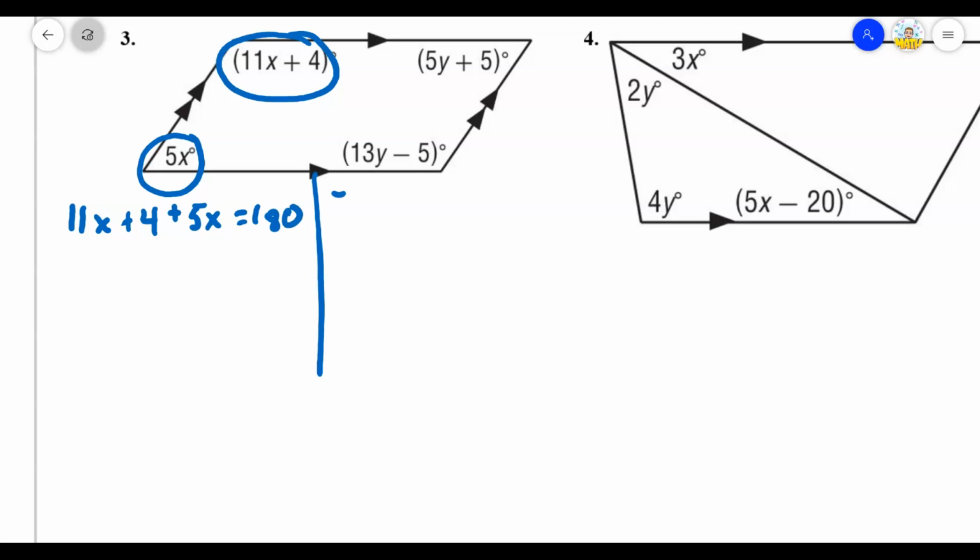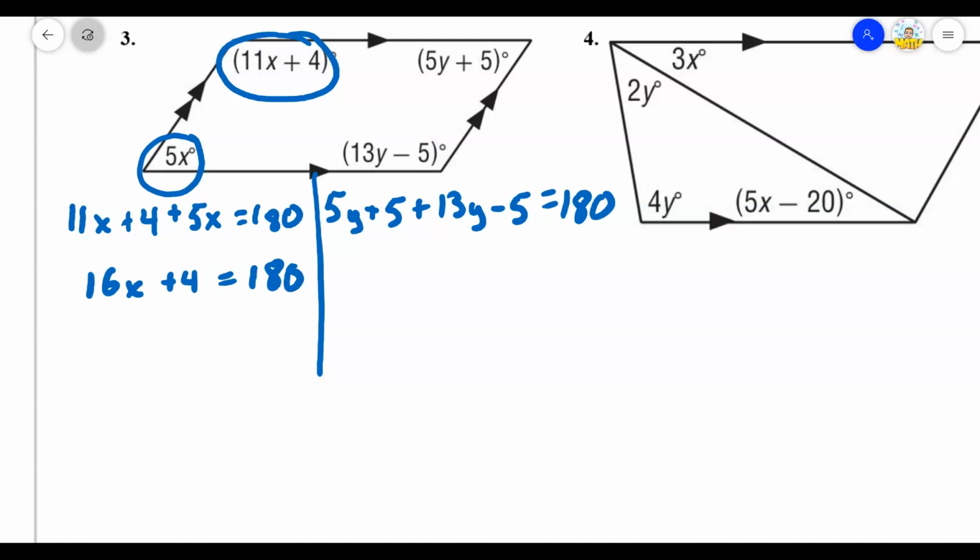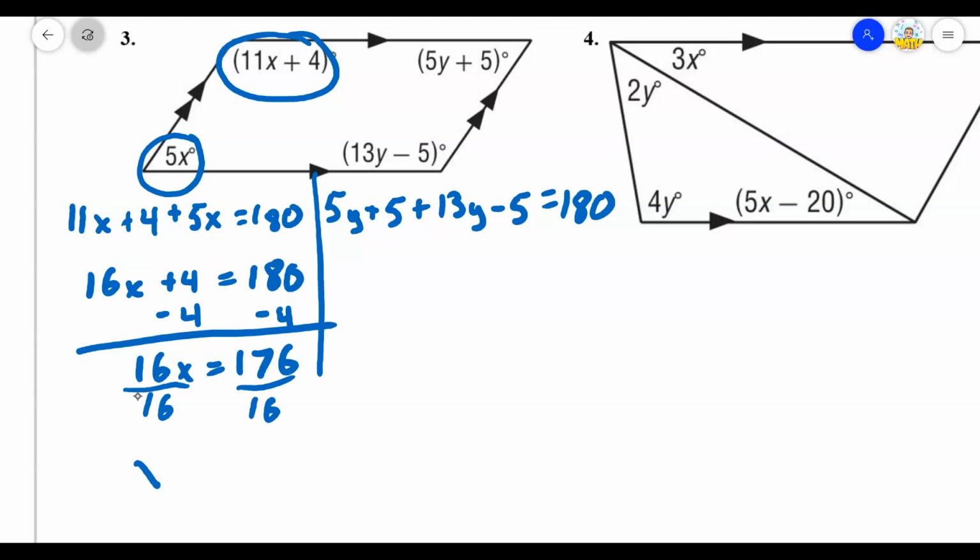And the same thing happens here. 5y plus 5 plus 13y minus 5 will add to 180 degrees. So now at this point it's just algebra solving. Keep track of our work here. 11x and 5x would be 16x plus 4 puts us at 180. We subtract 4 from both sides. So 16x equals 176. I'll divide by 16, and that's a nice even 11.